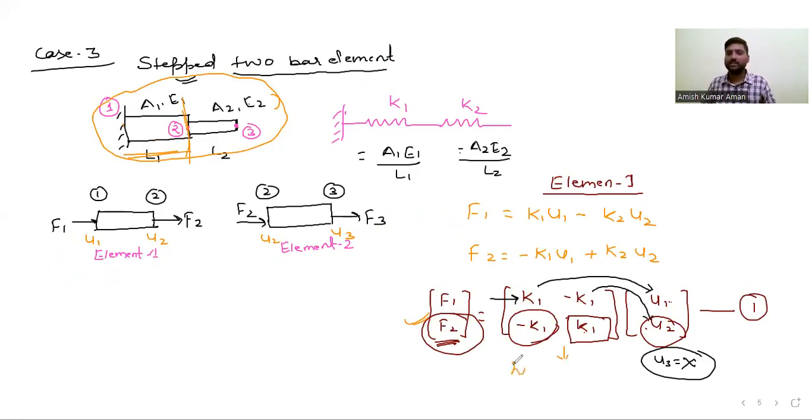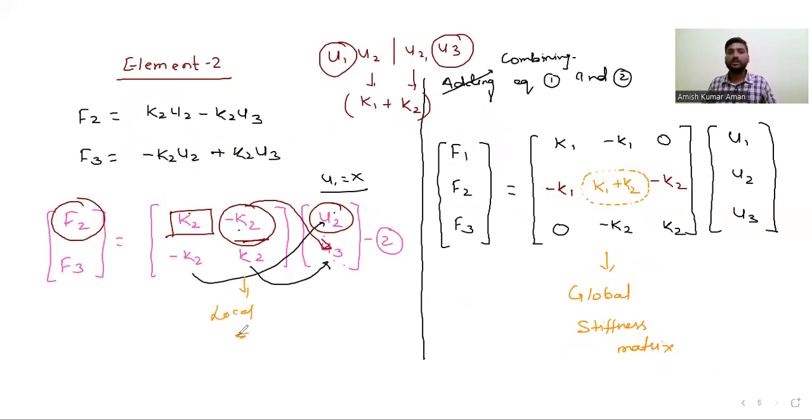If you will see, this is called a local stiffness matrix. This is local stiffness matrix. This is also your local stiffness matrix. Local stiffness matrix, but this is your global stiffness matrix. This is delta, right? Delta matrix. This is called your global displacement vector, and this will be the local displacement vector. This is called the global force vector.